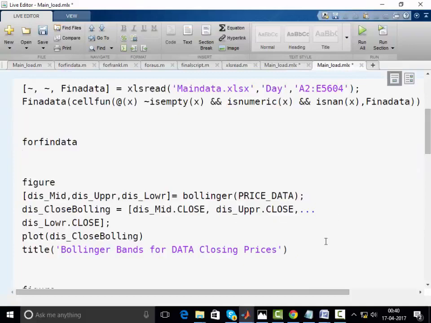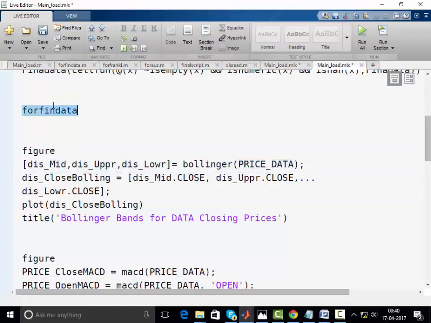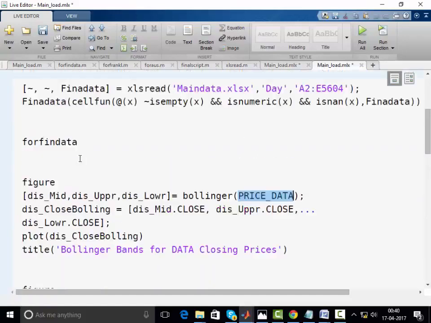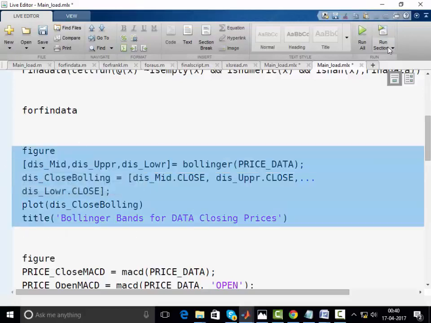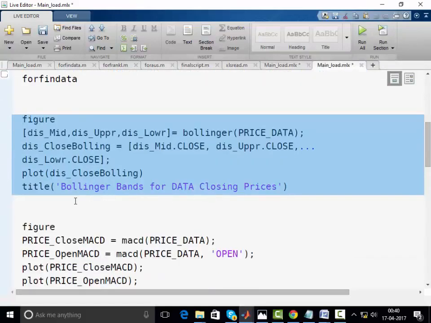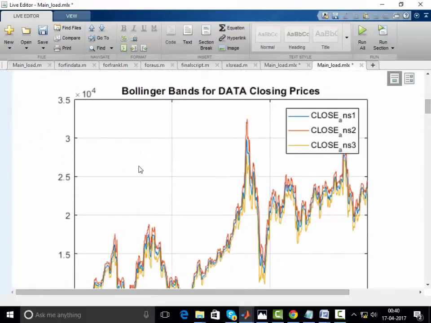After running this section, I want to see the output of the Bollinger Band. Here my data is being passed, and in this data I have price data. The price data is passed to the Bollinger Band, and I'll get the upper, middle and lower bands, showing where the market is going up and down, and how you can see the effect on the market from the previous data. After running this, you will get a graph like this.